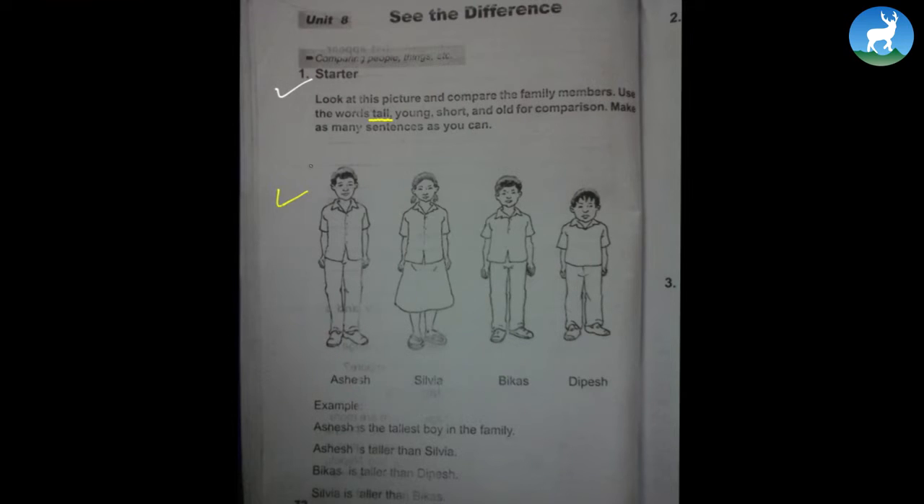Now, when we compare him to the other person, Osis is taller than Sylvia. And again, here's the comparison between Vikas and Dipes. Vikas is taller than Dipes. Now again, Sylvia to Vikas. Now Sylvia is taller than Vikas.